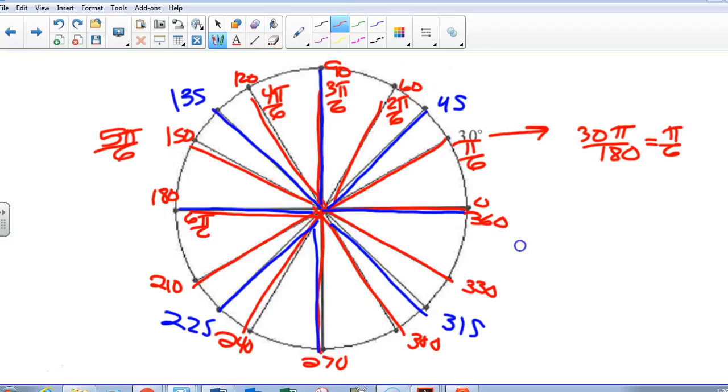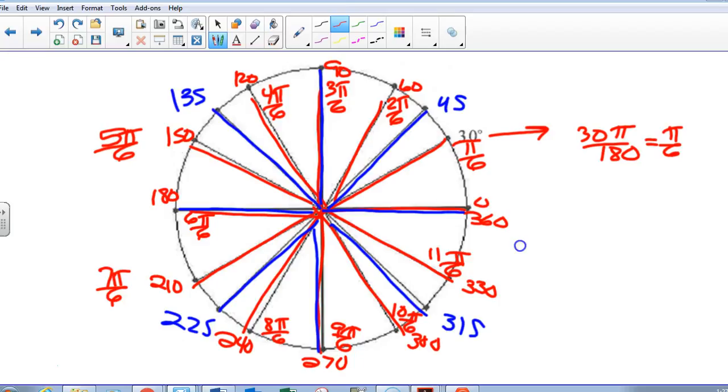This is 6 pi over 6's. This is 7 pi over 6's. This is 8 pi over 6's. 9 pi over 6's. 10 pi over 6's. 11 pi over 6's, and 12 pi over 6 or 2 pi. Now, do a whole bunch of those need to be reduced? Yes.